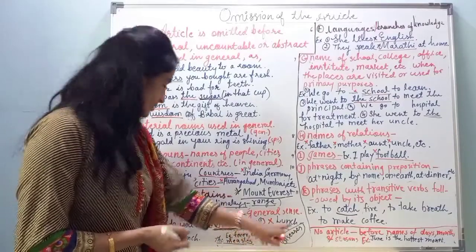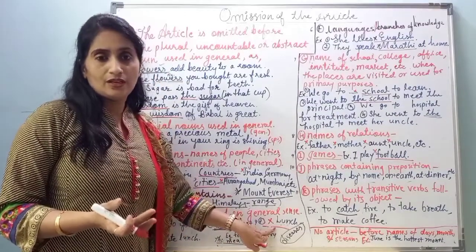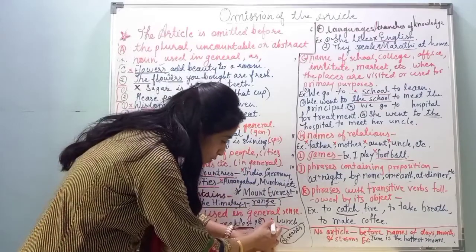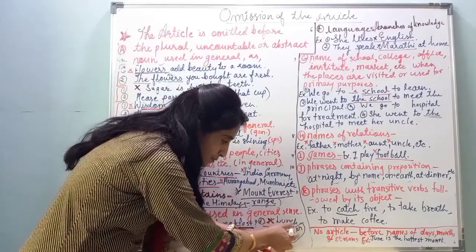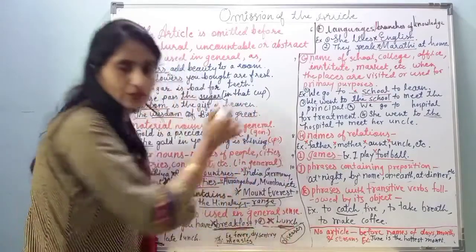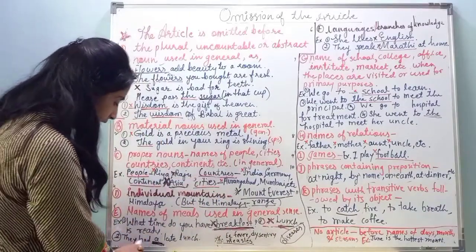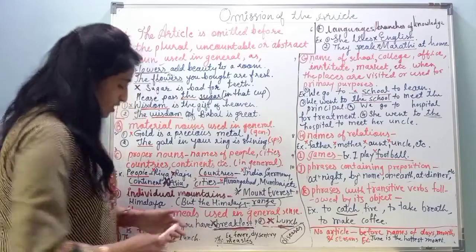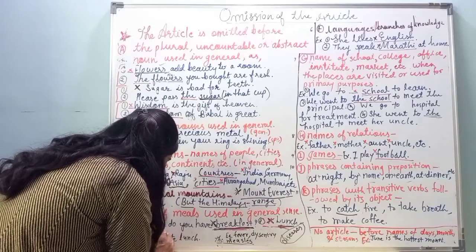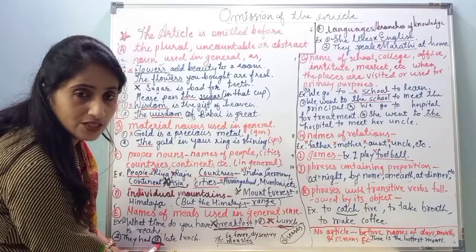See the next sentence. Lunch is ready. Not the lunch is ready. Here we are talking about lunch in general, and so no article before this. Fine? In this sentence, breakfast is the noun and here lunch is the noun. Okay? Now see the next sentence. They had a late lunch. In this sentence, we have made use of the article a. See here, we have made use of the article a.